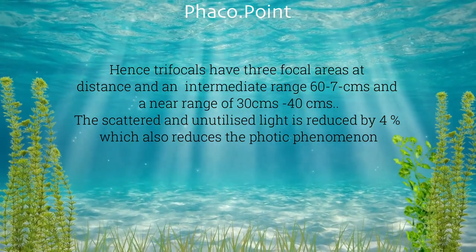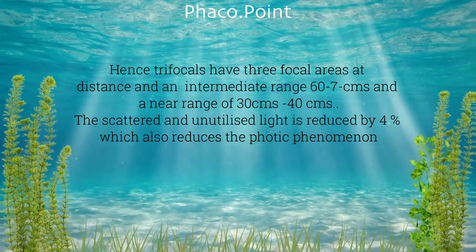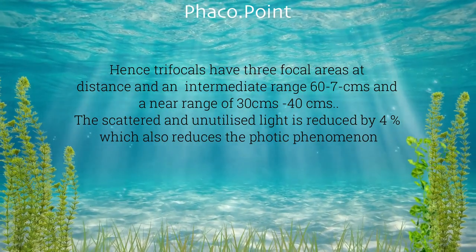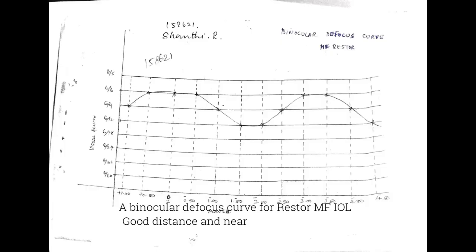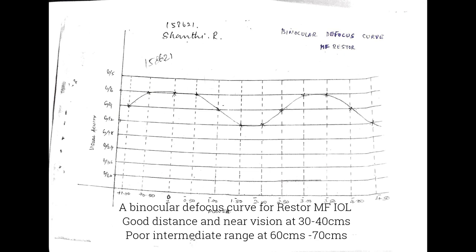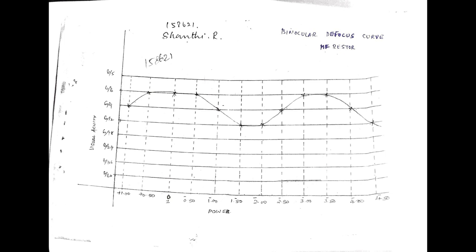The scattered and unutilized light is reduced by 4%, and now it's not 20% but around 16%. The binocular defocus curve tells us a very clear picture of the performance of these lenses with respect to the range of vision. This is a binocular defocus curve for a Restor bifocal lens, showing a clear focus for distance and near, whereas a compromise in the intermediate focus.